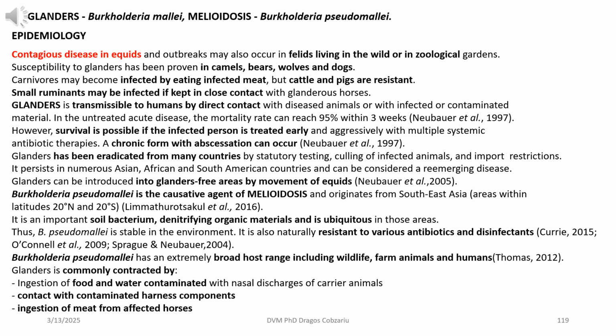Burkholderia pseudomallei has an extremely broad host range including wildlife, farm animals and humans. Glanders is commonly contracted by ingestion of food and water contaminated with nasal discharges of carrier animals, contact with contaminated harness components, or ingestion of meat from affected horses.